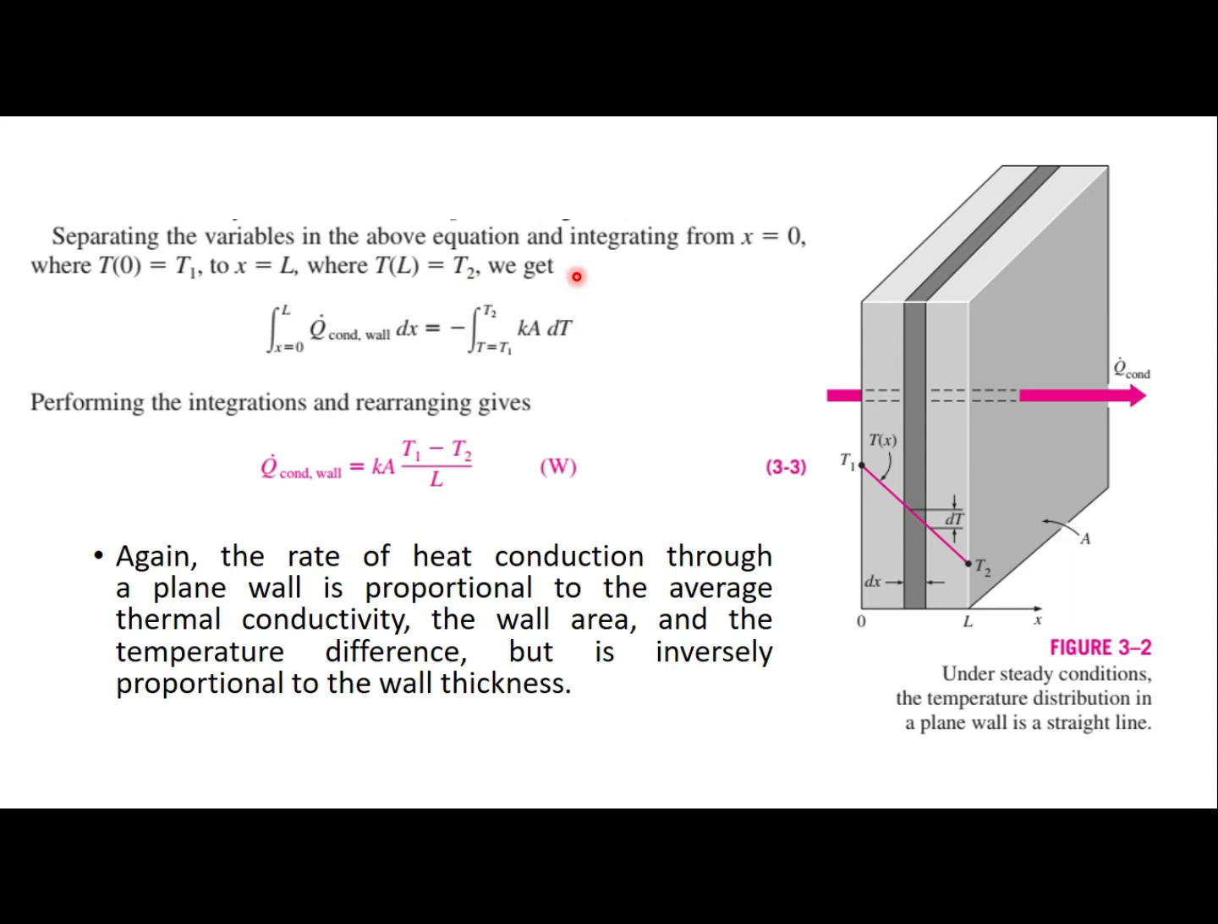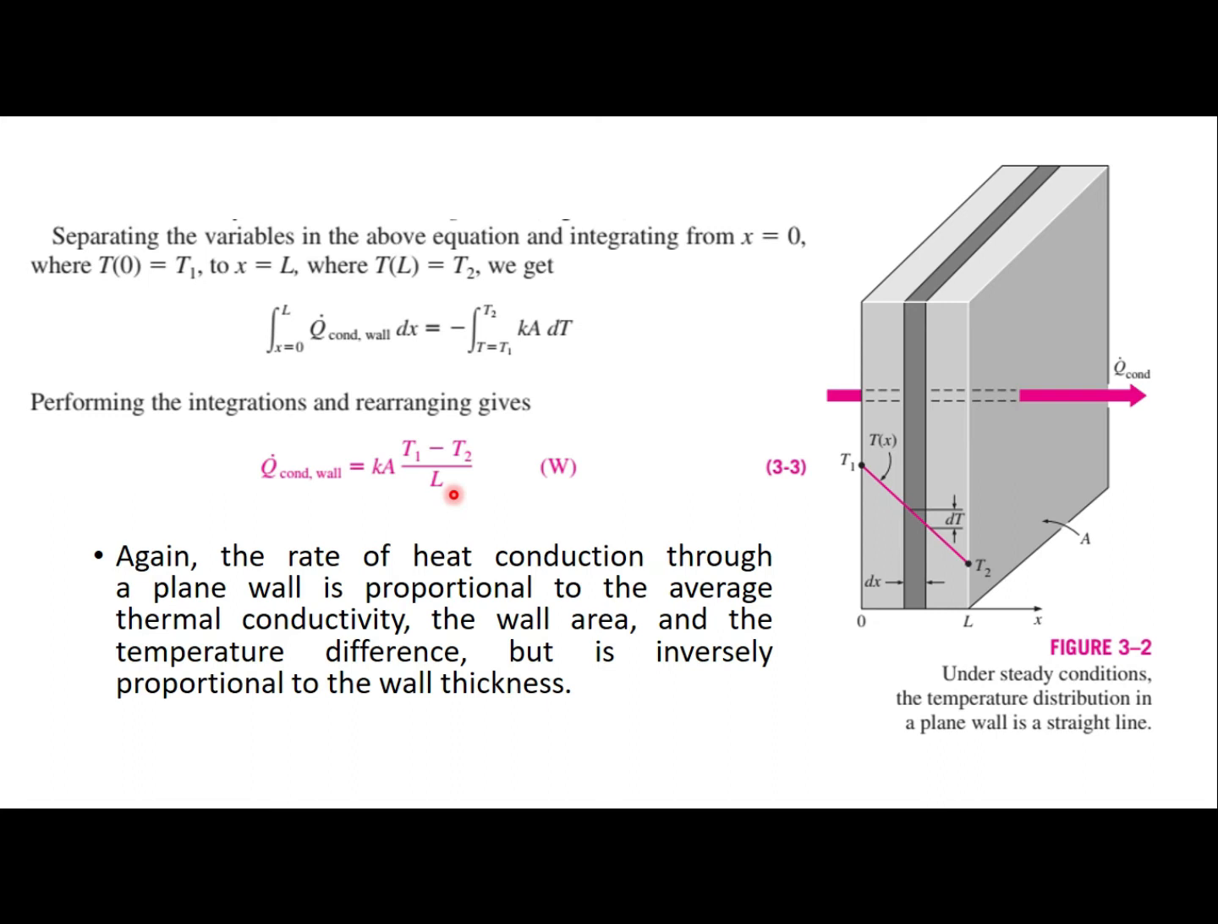The above equation can be rearranged in this form, and we can apply the integration on both sides with the limits, and we have this final equation, right? With this final equation, we can easily determine the rate of heat conduction through a plane wall. What we need to know is the thermal conductivity, the surface area, the temperature of the wall on one side, the temperature on the other side, and the length of the wall. So we can easily determine the rate of heat conduction through the wall.